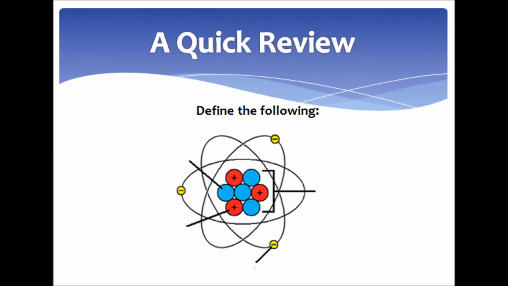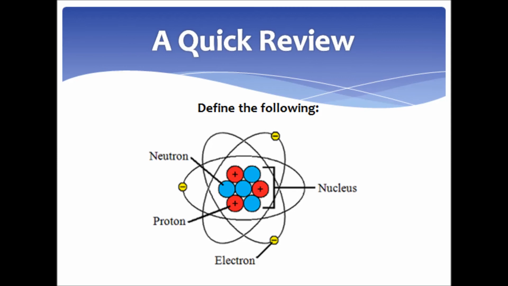And now, to wrap things up, we have a quick review. For the following questions, please pause the video, try your best to answer all of them, and then hit play once you're done. So, first question. Define the following parts of the atom. Alright, welcome back. Starting at the upper left corner, you should have said neutron, proton, electron, and nucleus.